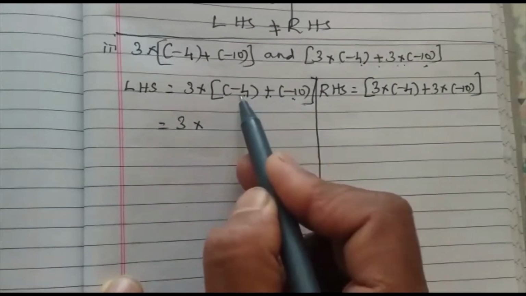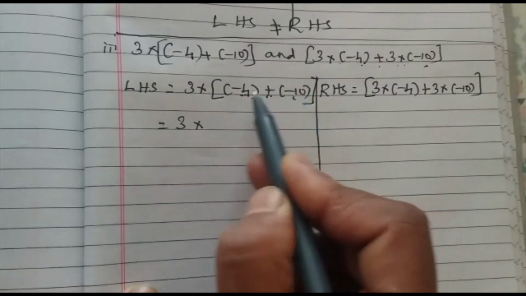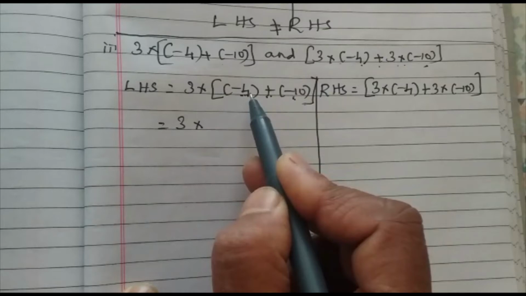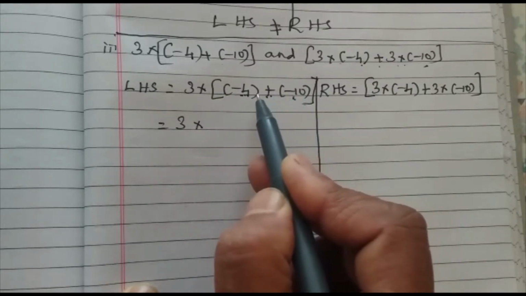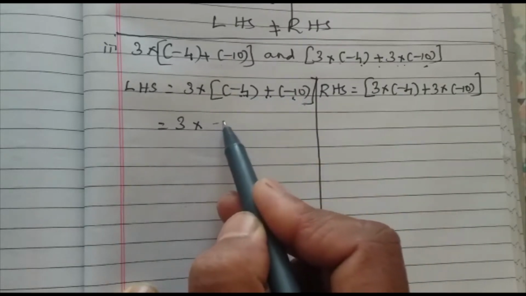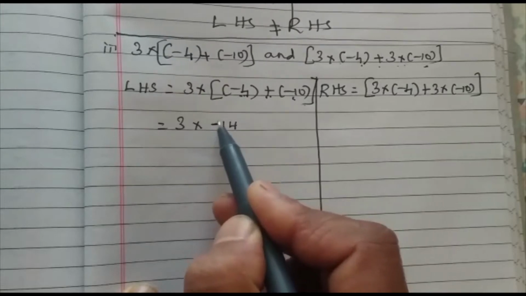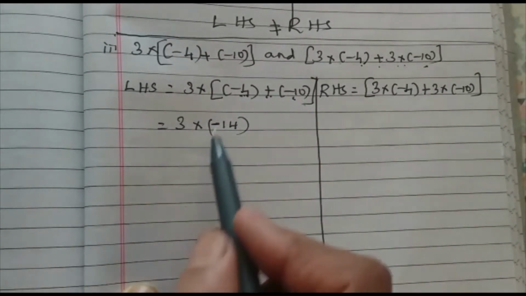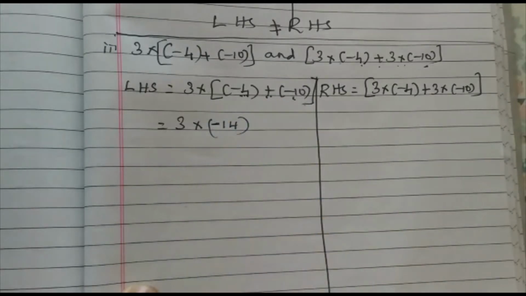It is addition of two integers, and both the integers are negative. 4 is negative, 10 is also negative. So again the rule, what is it? Signs are same, add and put the common sign. So 10 plus 4 is 14 and the common sign is negative. That's all. 3 numbers have become 2 numbers.